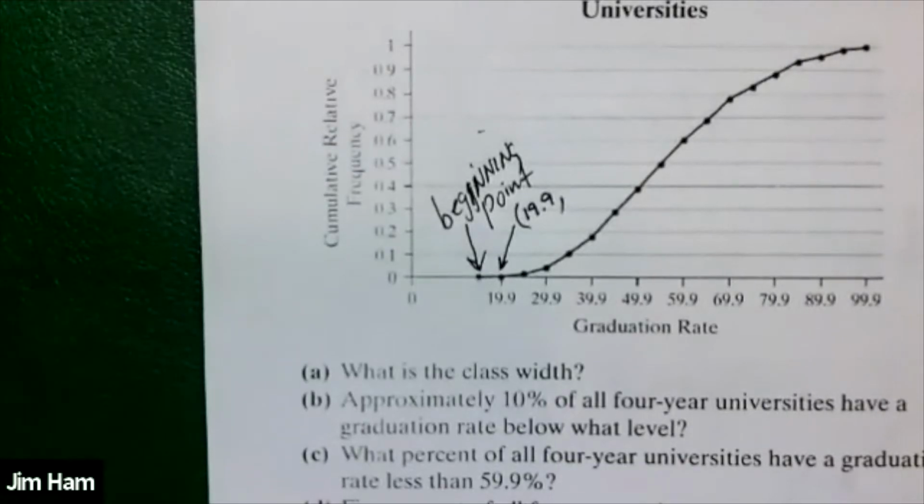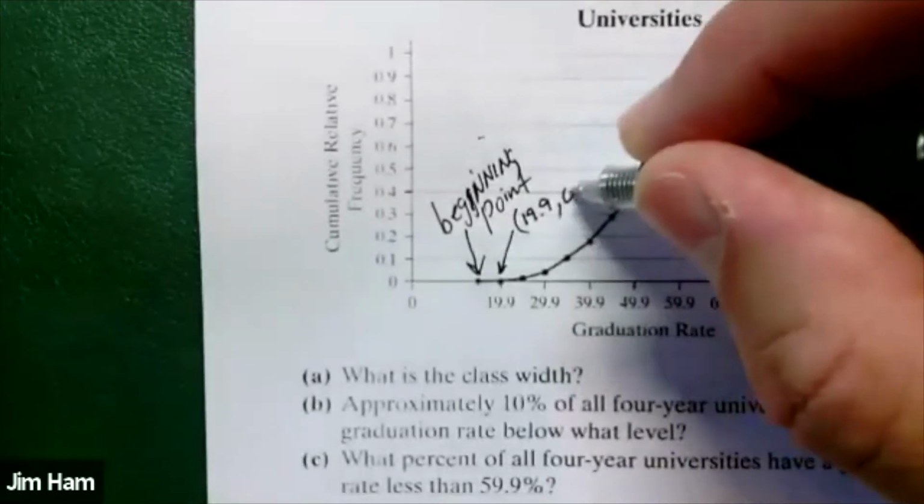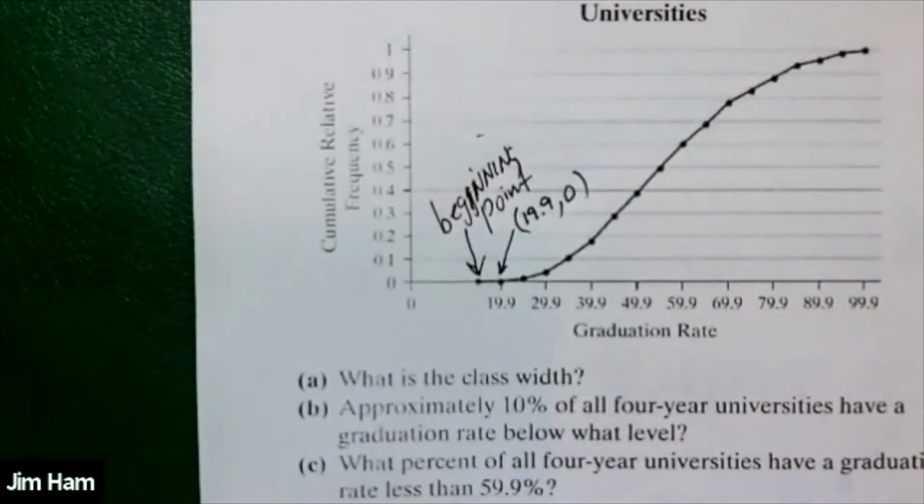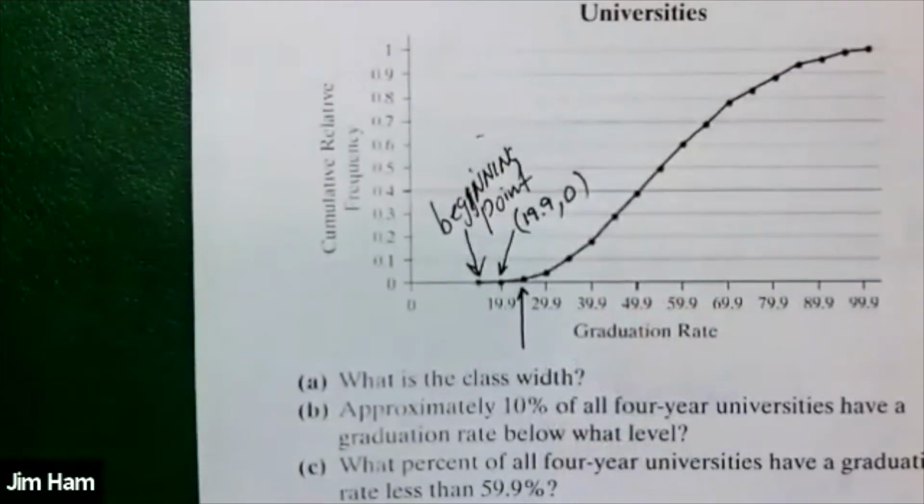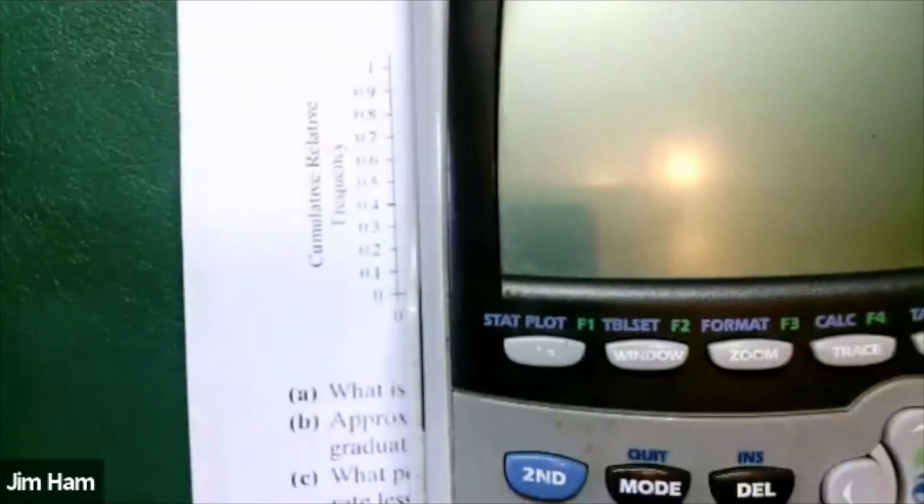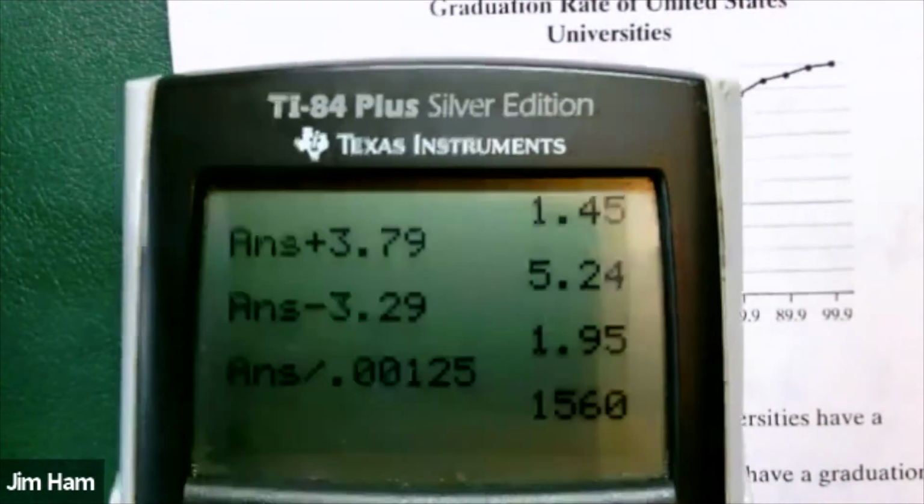Zoom in a little bit. And it looks like it's 0. So, well, we'll just call it 0. It looks like 0, so we'll call it that. All right, that point right there is the next one. It looks like that point right there is somewhere between 19.9 and 29.9. So I'm just going to get the calculator out here and take the midpoint. Oh, you can see that? There we go.